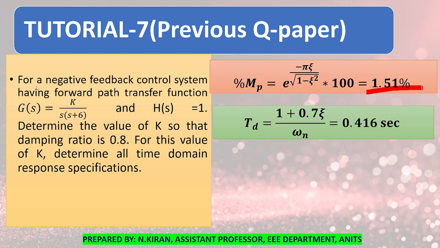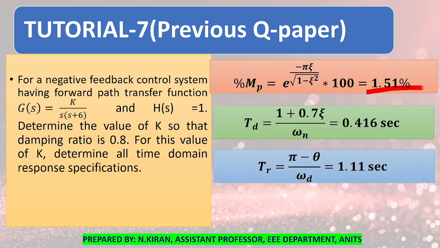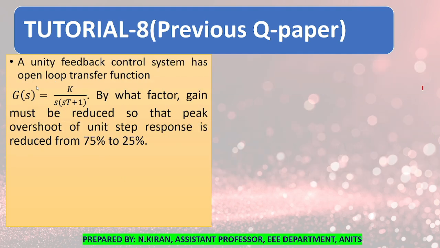And delay time is (1 plus 0.7 zeta) by omega n. So we know the value of zeta and omega n. Just by substitution, that will give me the value of delay time as 0.416 seconds. Rise time is pi minus theta by omega d. We know theta is tan inverse of root over 1 minus zeta squared by zeta. That will give me the value of theta in degrees, so we have to convert that into radians, and just by substituting in the formula, that will give me the value of rise time as 1.11 seconds.